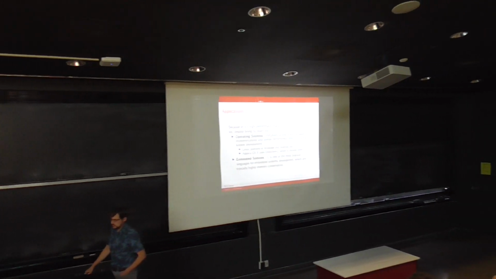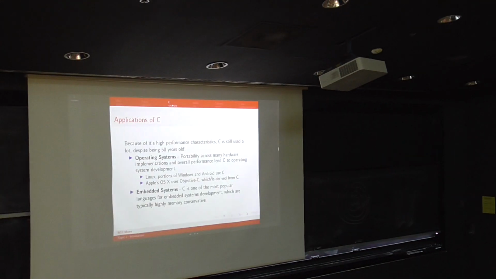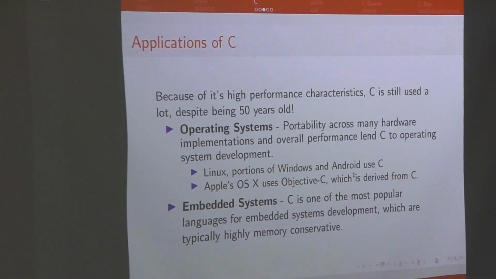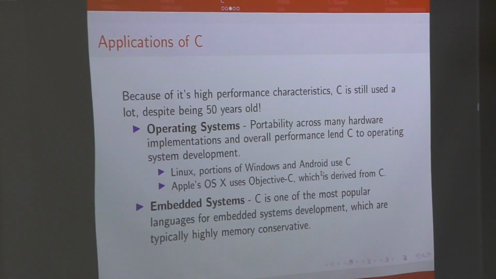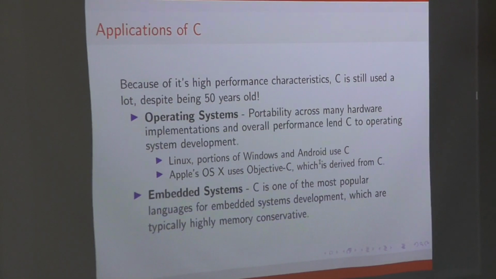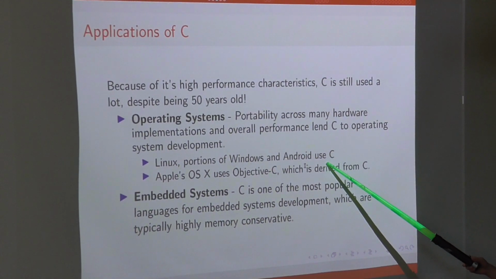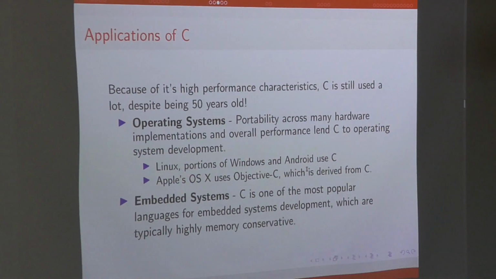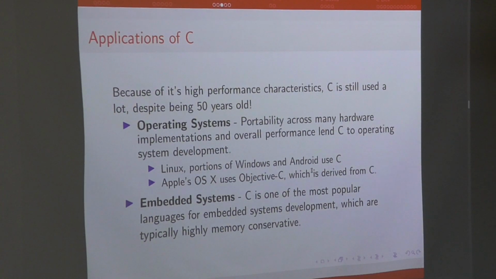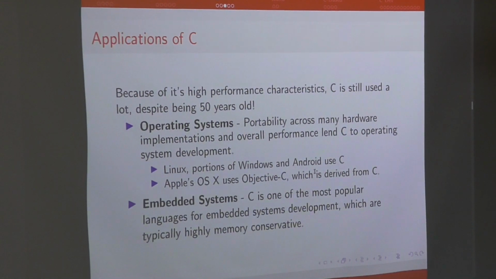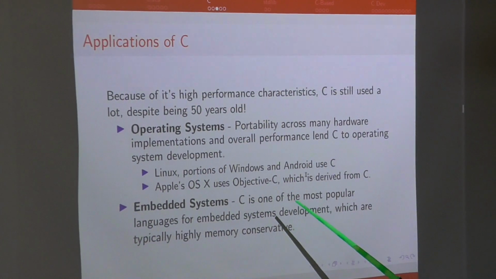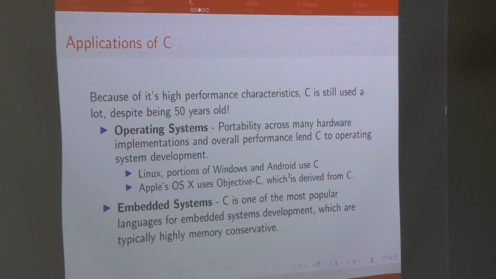So, applications of C. Because of its high performance characteristics, C is still used a lot, despite being 50 years old. Portability across hardware, many hardware implementations, and overall performance led C to be an operating systems development language, primarily. Linux, portions of Windows, and the Android operating system all use C. Apple's OS X uses Objective-C, which is basically Apple's version of C++. You know, classes, object-oriented, you've got objects in C++, you've got objects in Objective-C. It's called Objective-C because it's C with objects.